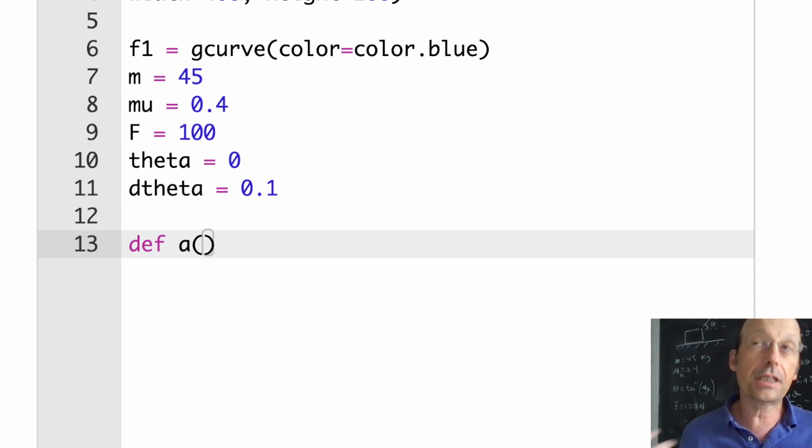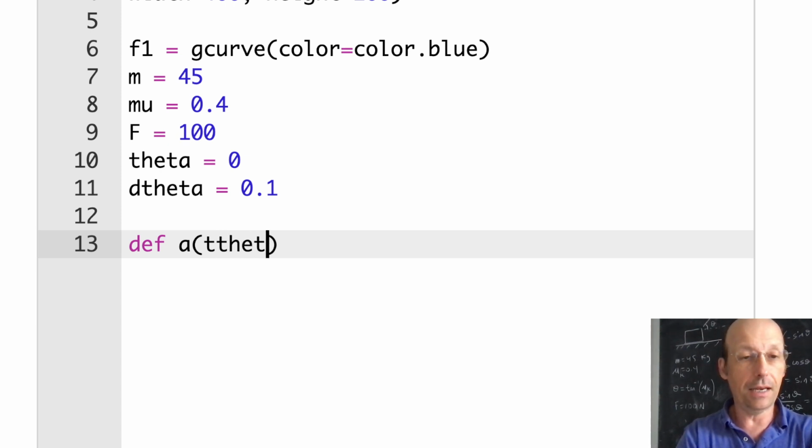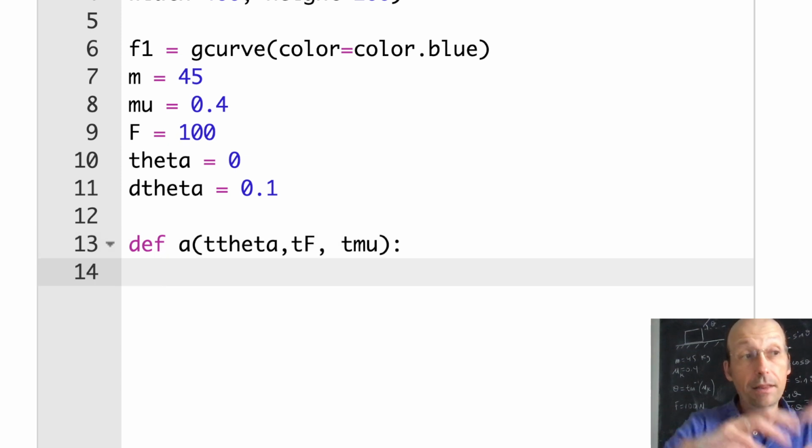So I like to use t in front of the name I want to use for temporary. So I'm going to give it a temporary theta, t theta. I'm going to give it a temporary force, t force. And then I'm going to give it a temporary coefficient, t mu. That's just what I do. You know, everyone does things their own way. That's the way I do it. Now in this space, t theta, t force, and t mu are whatever I pass to them.